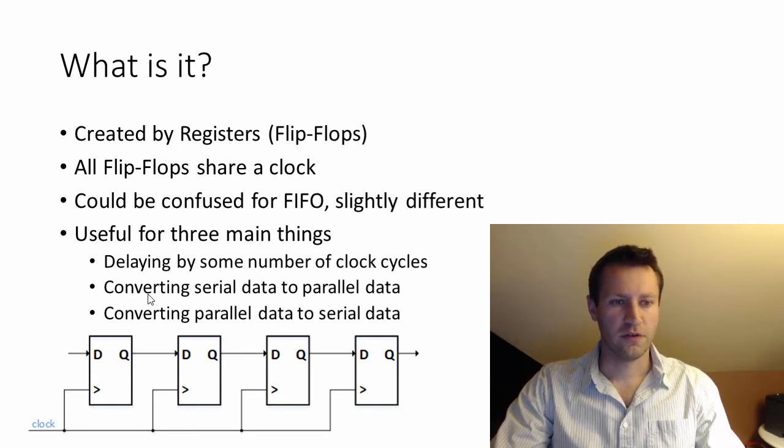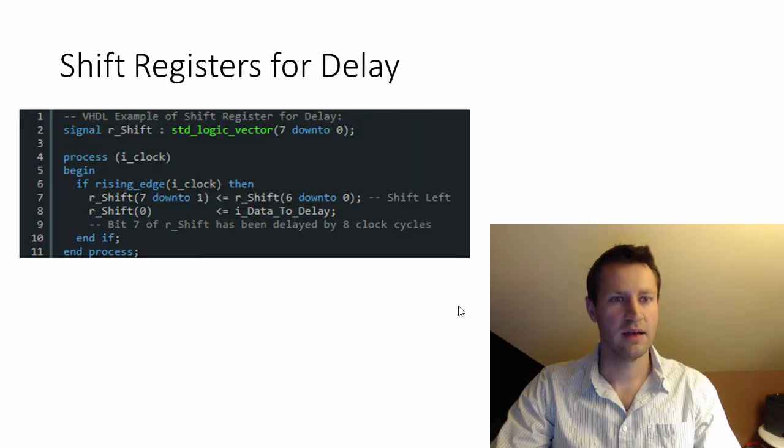They are also useful for converting some serial data to parallel data and converting parallel data to serial data. I'll give you an example of each one of these. So first of all, let's talk about delay. So let's say you have some data coming in, iData to delay, and you want to shift it by eight clock cycles. You can do that by creating this signal here, rShift, which is of type standard logic vector.